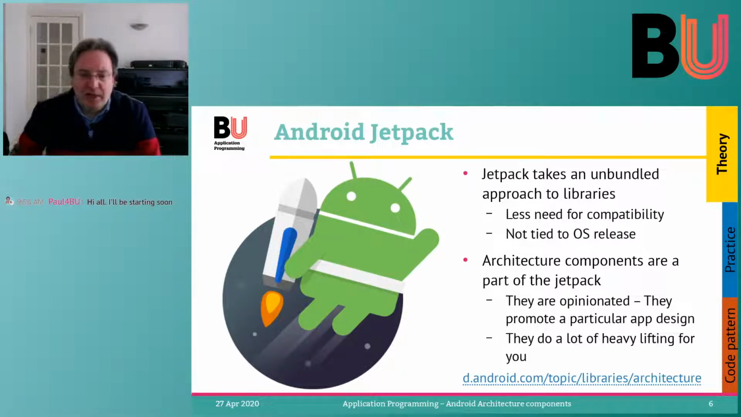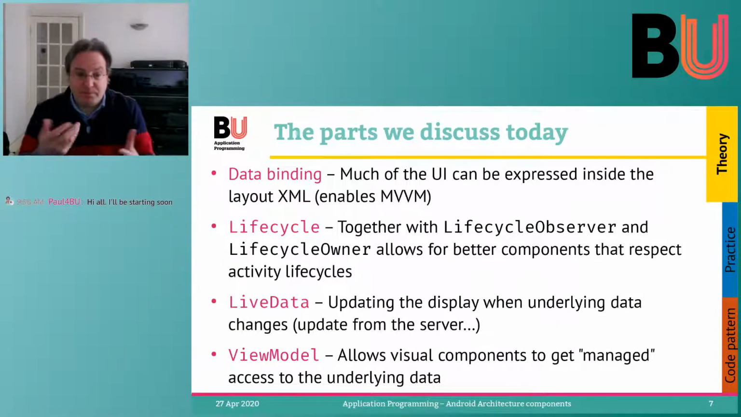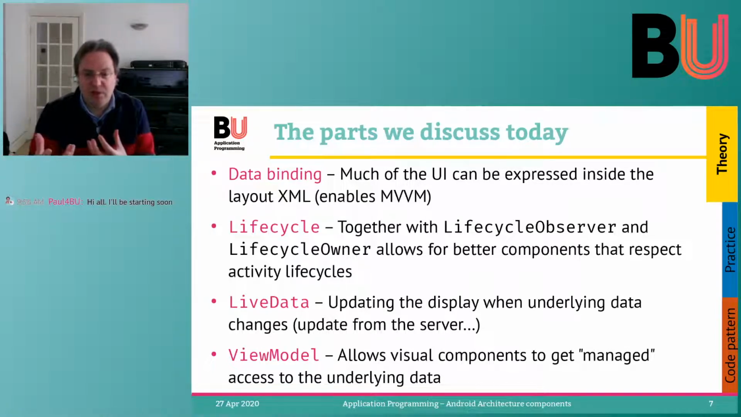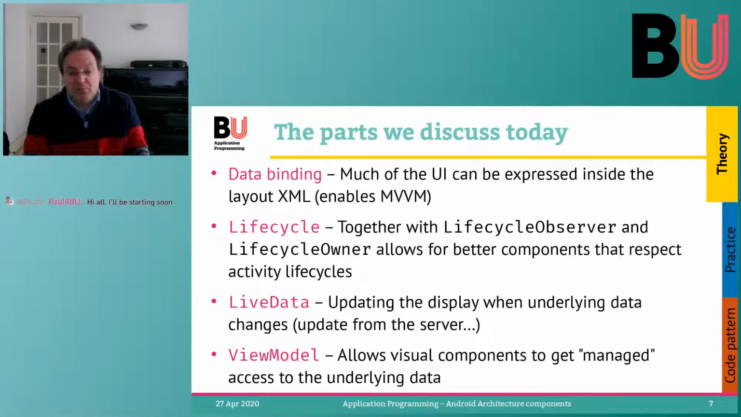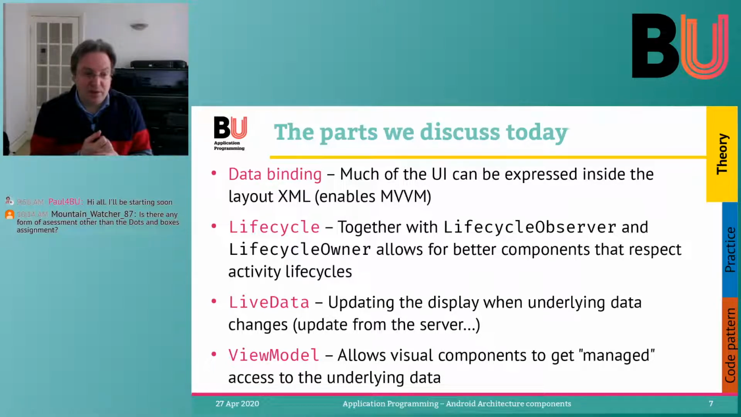So today we'll be looking at some of the architecture components, because there are many more. The first one of these is data binding and view binding. Basically, the idea is that you can have a better way of linking your UI, your layouts, and your code, your Kotlin or Java files. It also enables the model view model architectural approach as we discussed in the previous lecture. That is where data binding comes in. View binding is a lighter weight version of that. We'll come back to that.